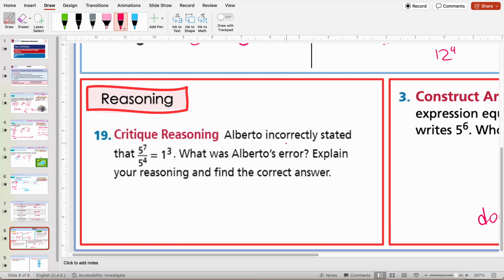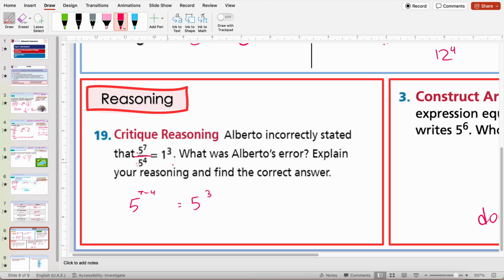So Alberto incorrectly stated that 5 to the power of 7 over 5 to the power of 4, this is division, is 1 to the power of 3. What is his error? So I think he wrote the exponent correct. It should be 7 minus 4, which is 3, but the same base. Maybe his mistake is he divided also the bases.